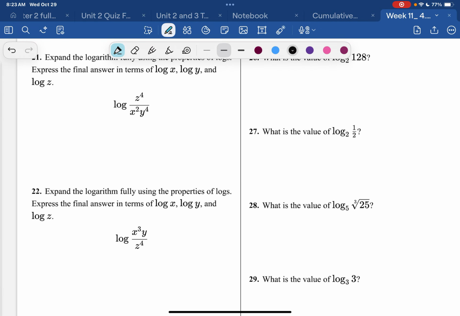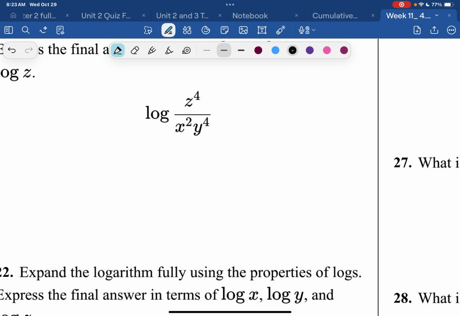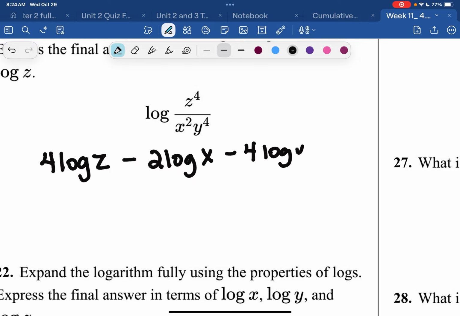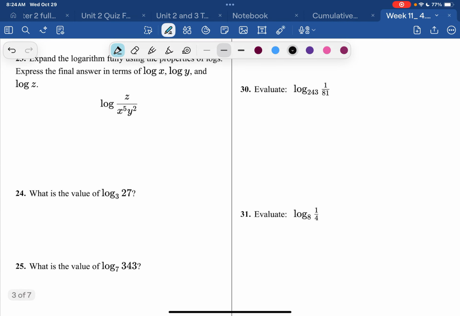Okay. I'll do one more and then I'm going to the next section. So this one has 3 letters, so that means 3 logs. So you have 4 log z minus 2 log x minus, again, 4 log y, because both of these are on the bottom. Because these are on the bottom, they both need to be minus, okay, because they're underneath the division bar.